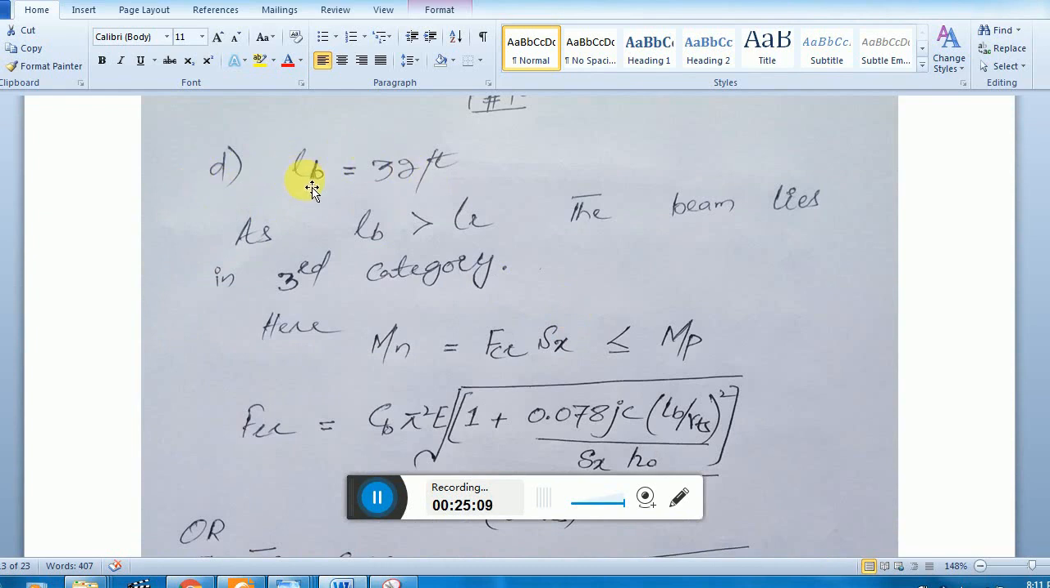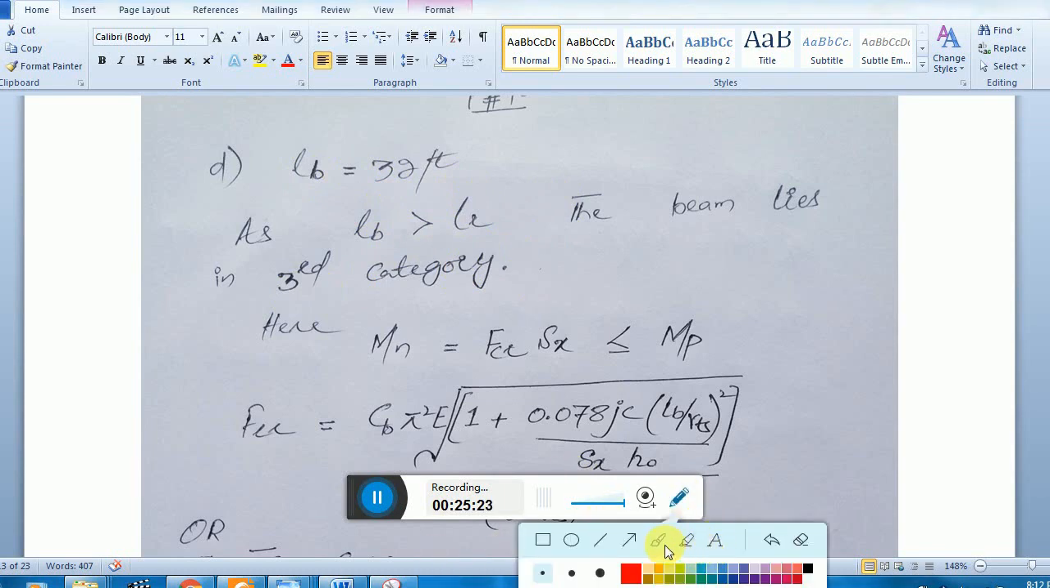Now in part 4, when your Lb is 32 feet, you see the effect. Here you increase the Lb length, and by increasing it, because you are crossing your Lr value, that is 27 feet, you entered the third category, and that means you are now in the third zone. We have this kind. Okay.